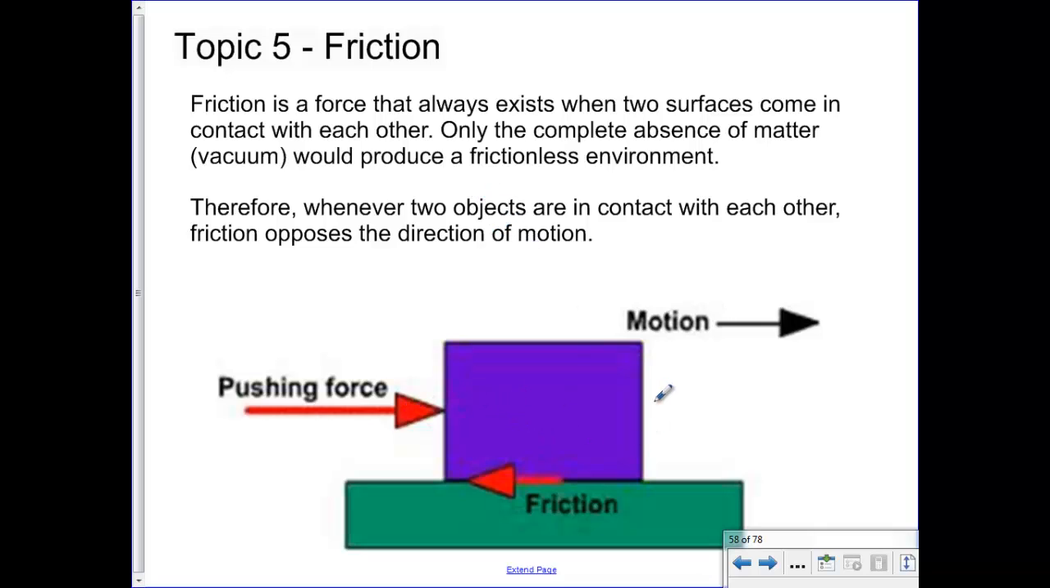If you were to push a block this way with an applied force going this way, friction would work backwards against it, kind of like Newton's third law. As I push in one direction, what is the force acting in the other direction? Does that make sense, that idea of equal and opposite reactions?